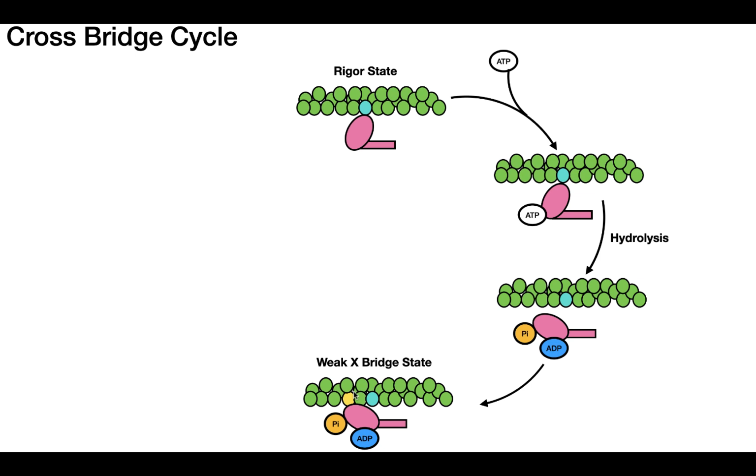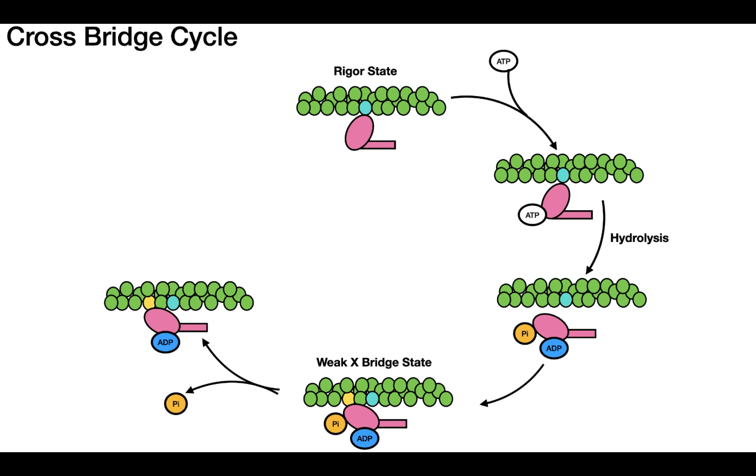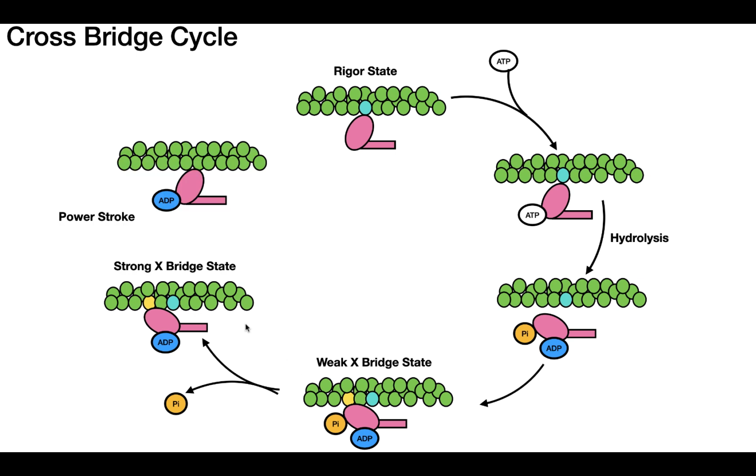So in order to strengthen them, you have to remove phosphate. So phosphate comes off of the myosin head, which allows strong cross bridges to be formed. So once the phosphate is removed, it allows the myosin head to undergo a conformational change called the power stroke, which we see here. So you see it goes from this cocked state to this state.